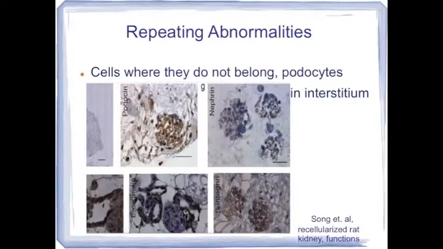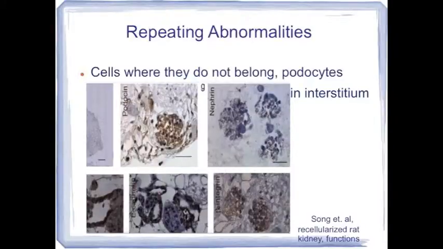So here, this is an abnormality observed by Song et al. in rat kidneys that were tissue engineered, and they observed that sometimes there are cells that appear in places they do not belong. So I'd like to draw your attention to the top left-hand square that says podocin. So that outlines podocytes that have moved into the interstitium, and normally podocytes would never be found in there.